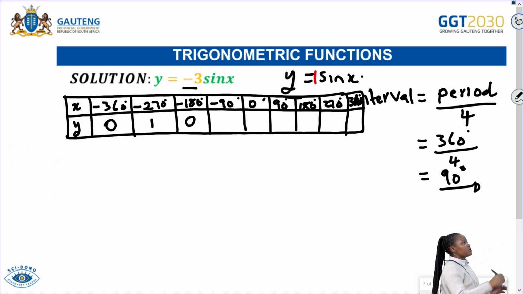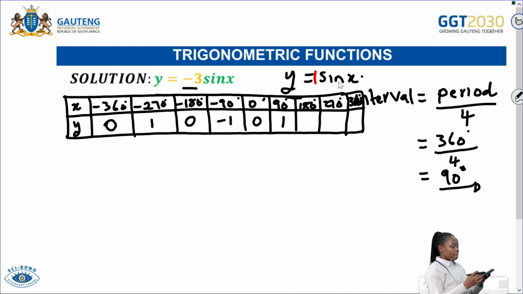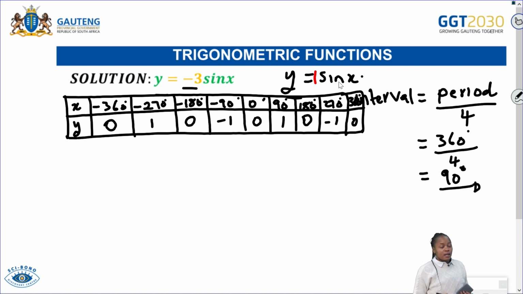So I'll just continue with these ones. So that's going to be negative 1, that's going to be 0. Then from 0 it goes to 1. Let me just double check. Sine of 180 degrees gives you 0. Then it's going to be negative 1, and then it's going to be 0. So let's sketch our graph.